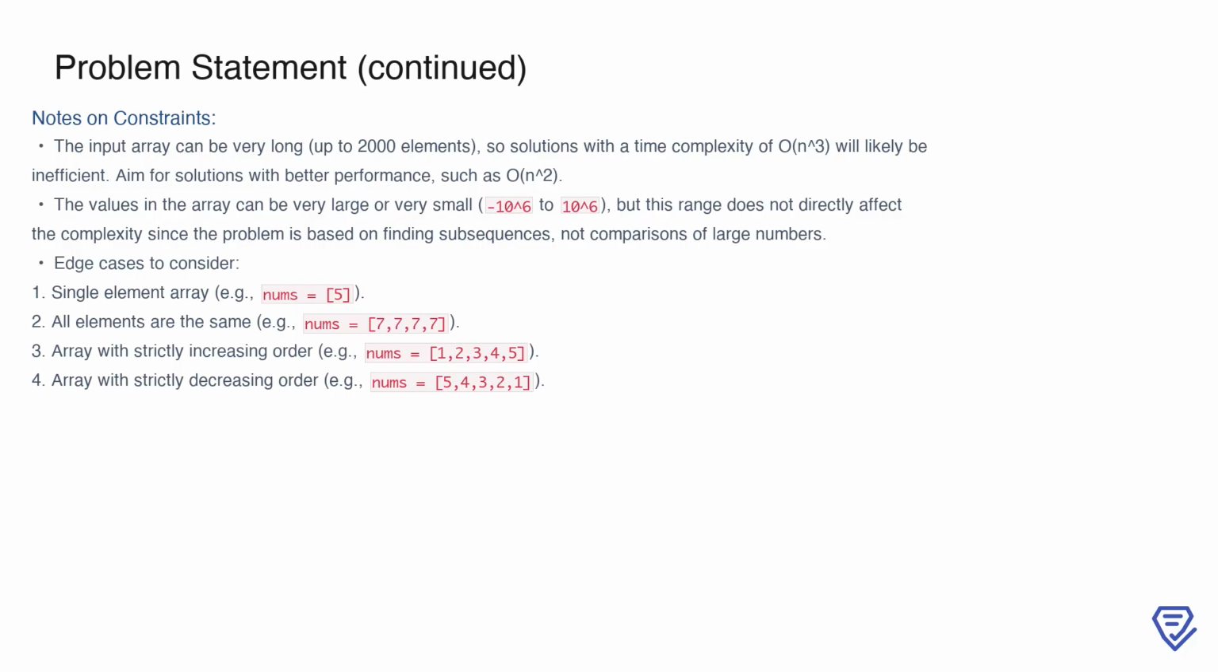Finally, we need to handle edge cases, such as arrays with a single element, arrays where all elements are the same, arrays in strictly increasing order, and arrays in strictly decreasing order. These scenarios ensure our solution is robust and can handle all possible inputs efficiently.